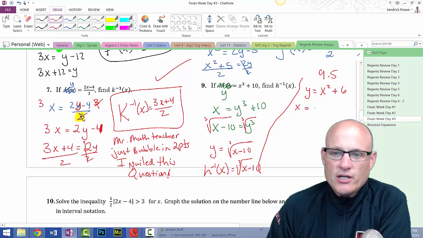I needed to put a question on this. You need to pay attention to this. I know it's not on your sheet, but pay attention. x equals y squared plus 6, because I switched the x and y. Now I'm going to solve. I get x minus 6 equals y squared.